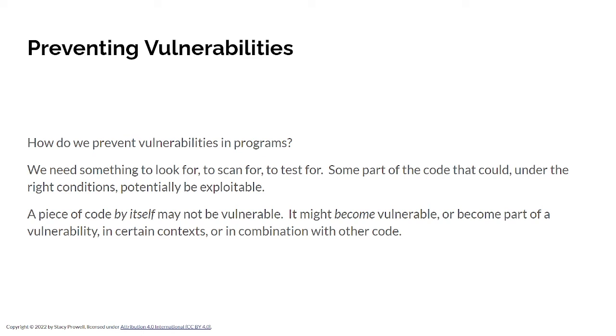And a piece of code by itself might not be vulnerable, but it may become vulnerable or become part of a vulnerability in certain contexts or in combination with other code. And again, that was illustrated by the Log4j example earlier. Right? Single lines of code are just fine. It's when they gang up on you that you have the problem.